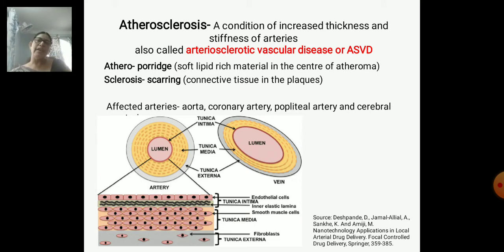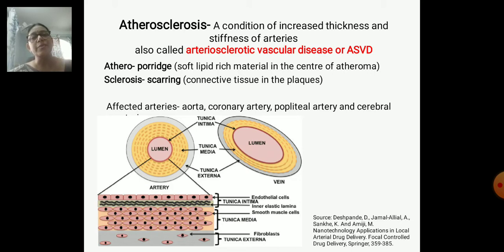Now, from where did this name come? This name has come from two different words. One is athero, the other is sclerosis. What is athero? Athero means porridge. Porridge, you know. Have you eaten porridge? It is a thick mass. Nowadays you people are taking oats, which has a sticky mass that is called porridge. That type of substance is called porridge.